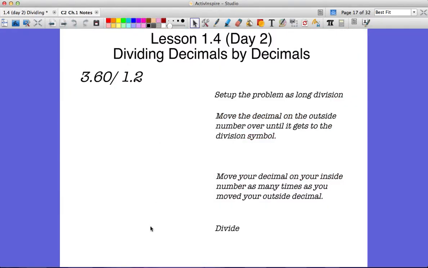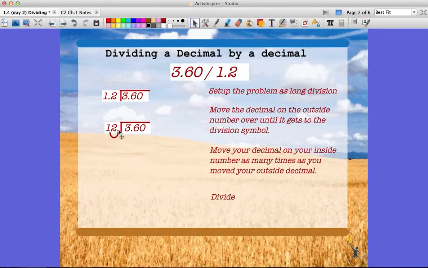Okay, again, you can be showing this as I go, each different step that they show here. The next step, move your decimal on the inside as many times as you moved it on the outside. So if the decimal moved one place like it did here, then it has to move one place here. Then I can go ahead and divide. So I put up my chairs for my guests. And some people like to leave a little open spot and bring the decimal up right away. That's absolutely fine, as long as you make sure to bring it straight up.